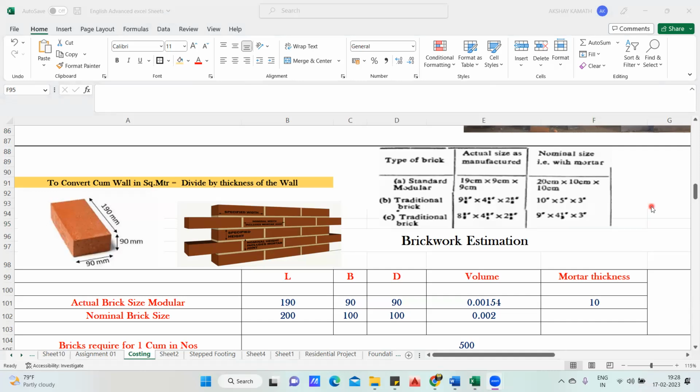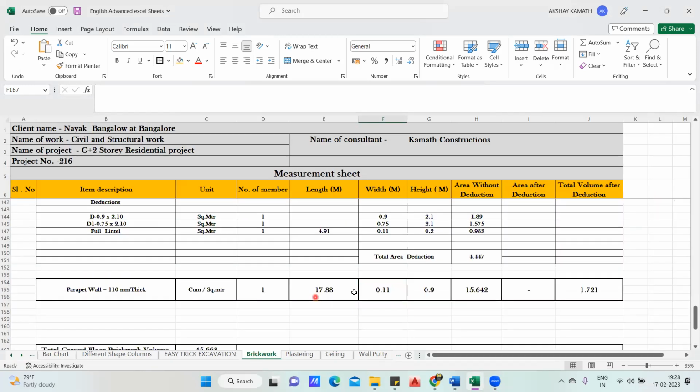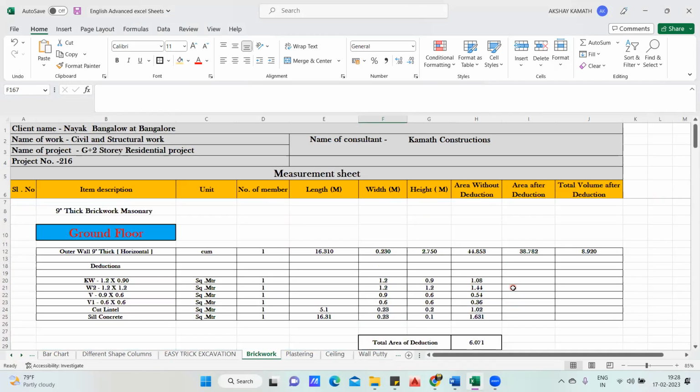In this lecture, we'll see how the brickwork estimation has to be done. If you remember, we had taken out the total brick that is required, I mean, the brick in the cubic meter estimation we had done, isn't it? If I go back to the brickwork part, you can see all these are the brickwork quantities we have taken, like 8.920 cubic meter.